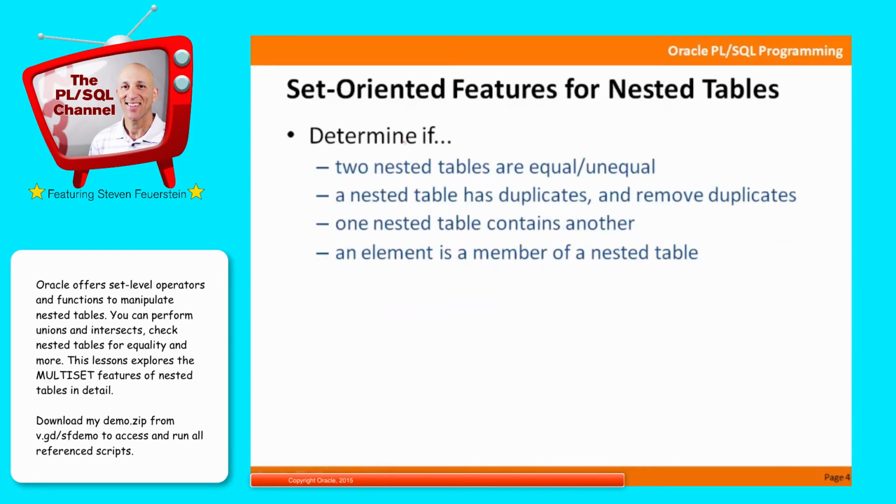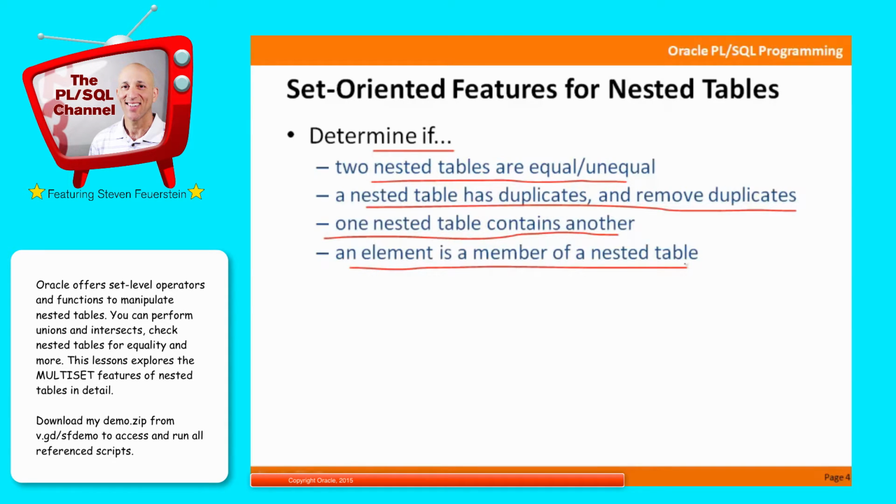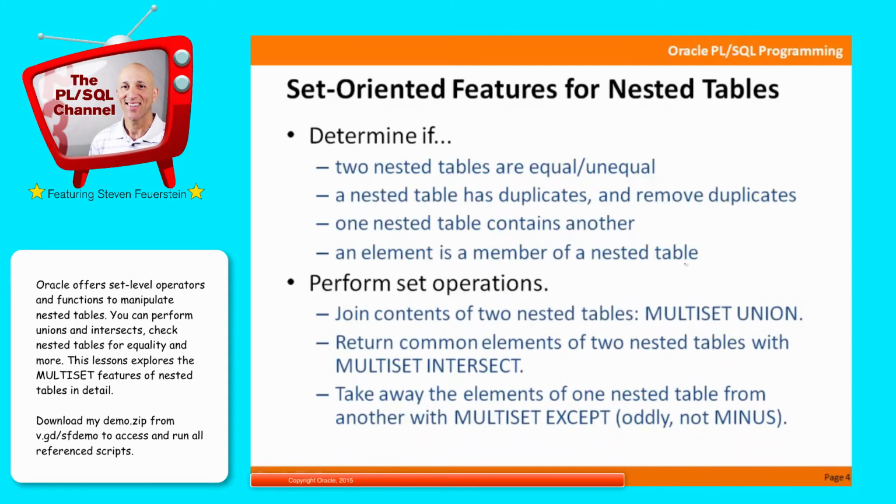First of all, you can use these features to determine if two nested tables are equal or unequal without having to write a program to iterate through them. You can check to see if a nested table has duplicates and remove those duplicates. You can check to see if one nested table contains another as a sub-multiset, and find out if an element is a member of the nested table. So nice high-level operations, and even on a higher level, I can perform set operations.